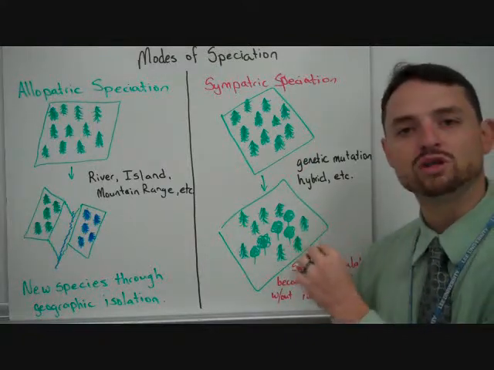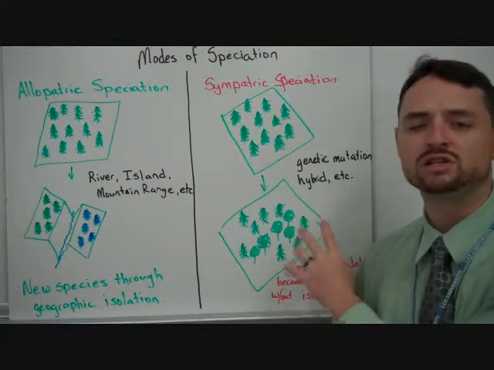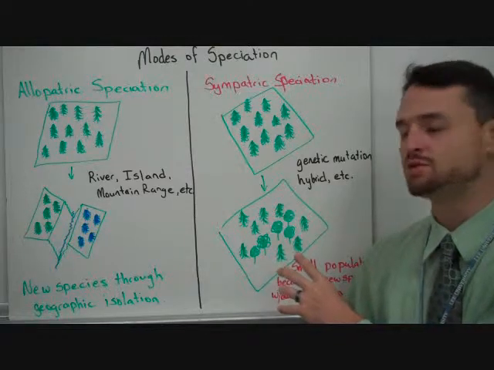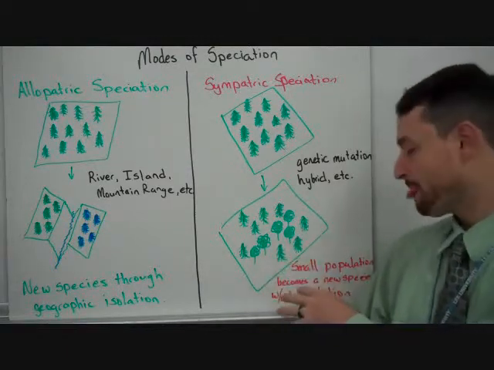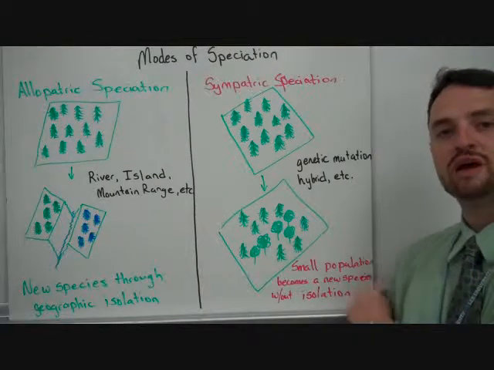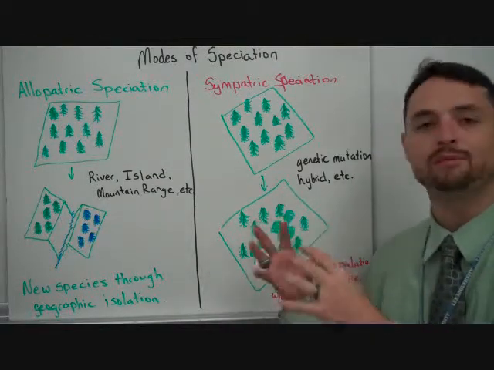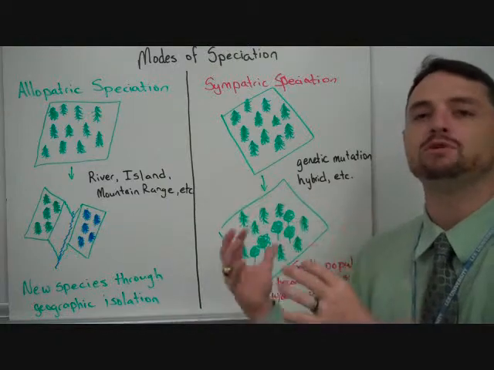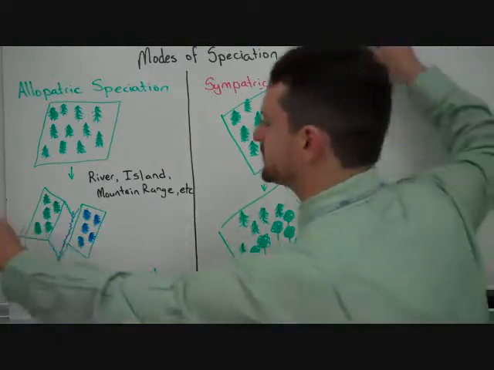This happens most often with plants. You don't see this really in the animal kingdom too much to this degree. Small population becomes a new species without geographic isolation. There was nothing that separated them there, but there was some type of mutation that caused that to happen.